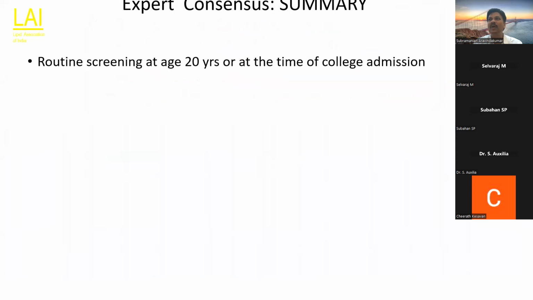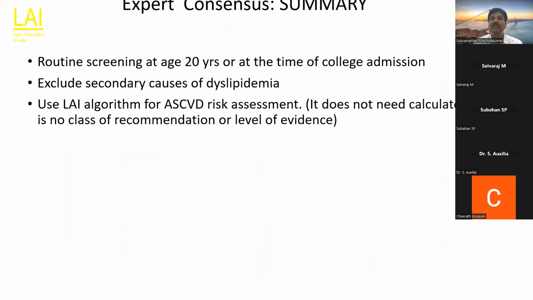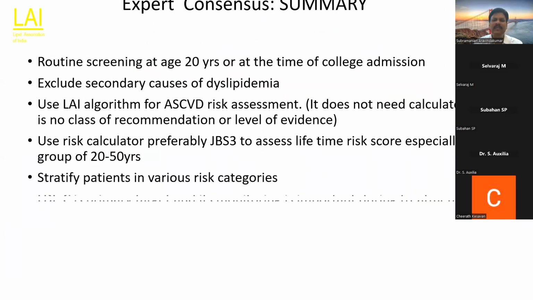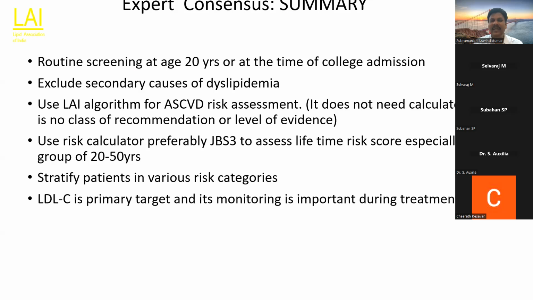So how will I manage diabetic dyslipidemia? Simple. I'll ask for the family history. I'll start screening the patient at 20 years, after college admission. Exclude other causes of dyslipidemia and primary dyslipidemia, and look for atherogenic dyslipidemia like high triglyceride, low HDL. So atherosclerotic cardiovascular risk assessment should be frequently done in the young growing population for primary prevention. So stratify patients into various risk categories. LDL cholesterol goal is the primary target. The rest are all secondary bonus targets.